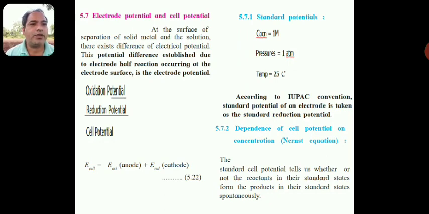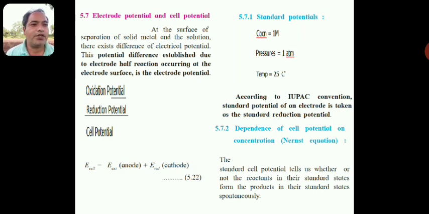In that we are going to discuss the dependence of cell potential on the concentration, also known as the Nernst equation. See in the slide, dependence of cell potential on the concentration, that is known as the Nernst equation. We know that in the previous lecture we discussed that the cell potential depends on the concentration, pressure as well as temperature. So this topic is concerned with the dependence of cell potential on the concentration.